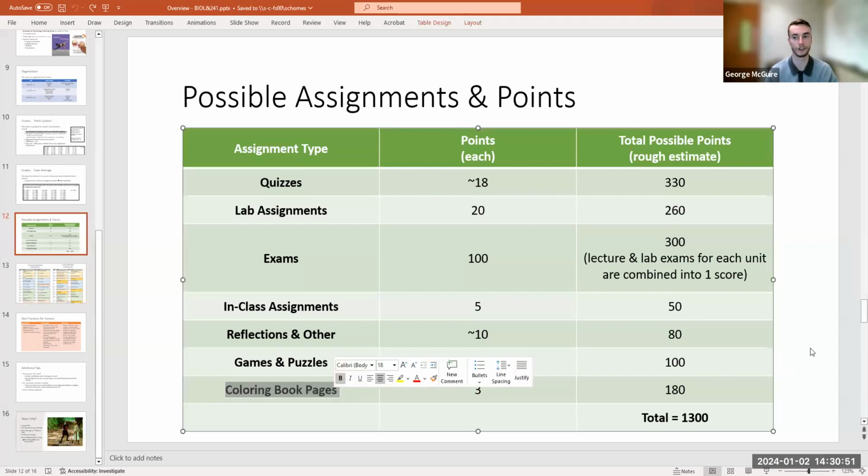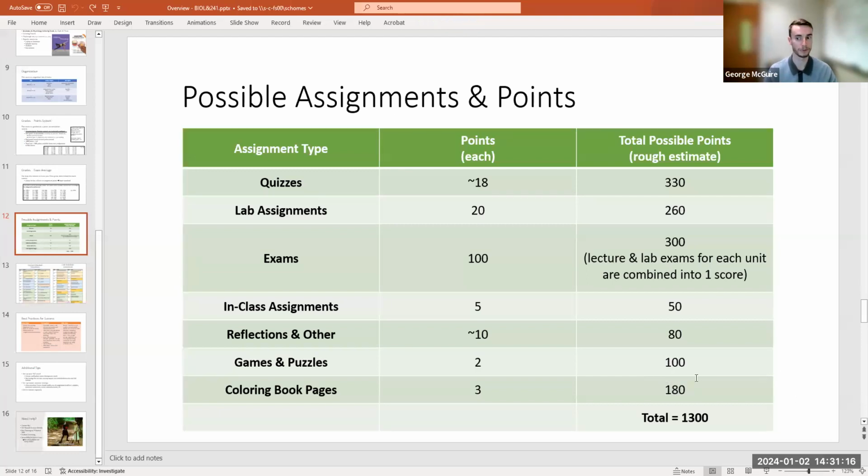And then lastly, our coloring book pages. Each page of the coloring book is worth 3 points, and same deal with games and puzzles. So one assignment might have 4 or 5 pages in it, and so it could be worth 12 to 15 points. Right? And there's some that have a lot. I think the largest coloring book pages assignment has 27 points available in it. So anyways, for a total of 180 possible throughout the quarter.